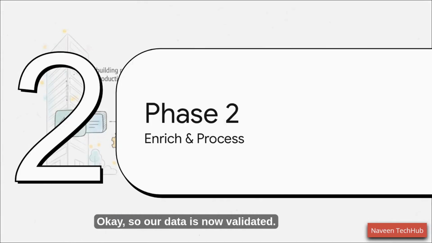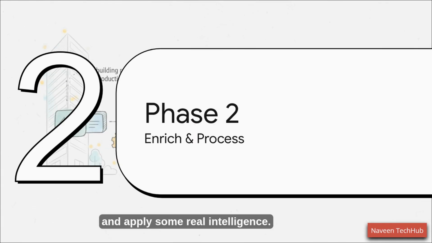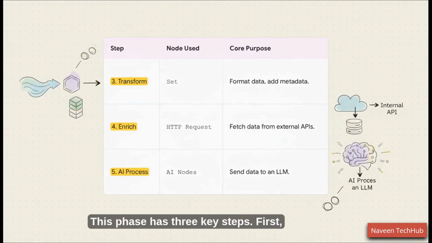Okay, so our data is now validated. We know we can trust it. That means we can confidently move on to phase 2, the core processing. This is where we get to transform it, enrich it, and apply some real intelligence. This phase has 3 key steps.